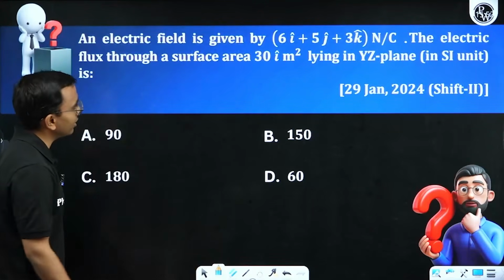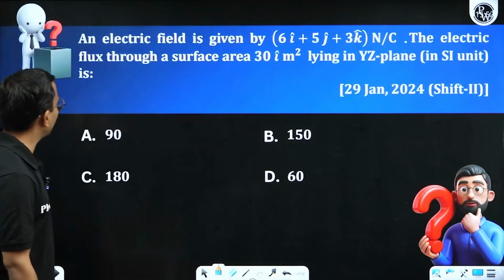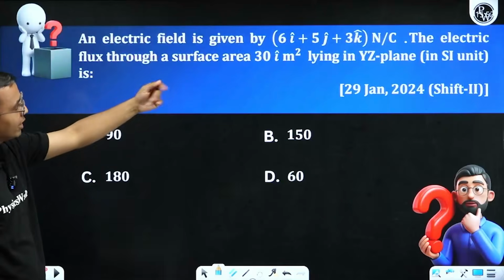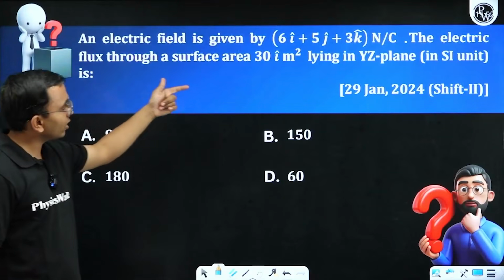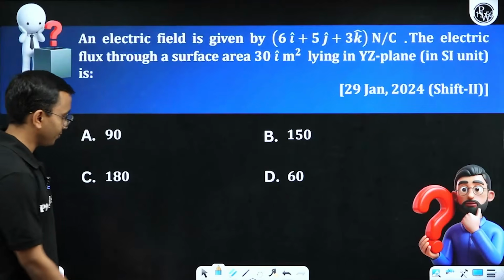We have this question on this. This question was asked in the January shift 2024. A simple question. The electric field is given by this. The electric flux through the surface area, that is 30 i cap meter square, in the YZ plane is.